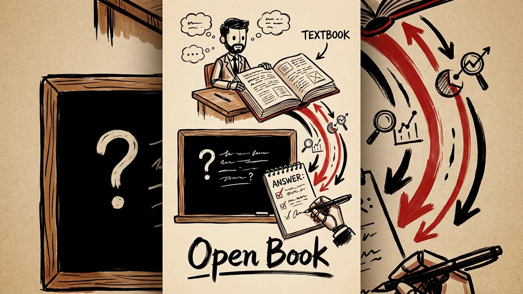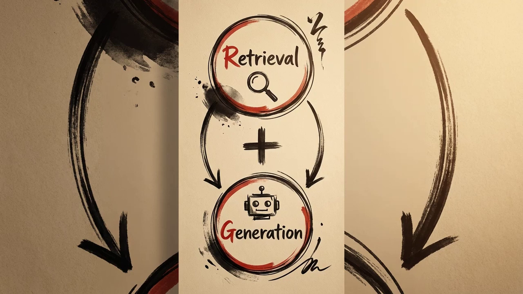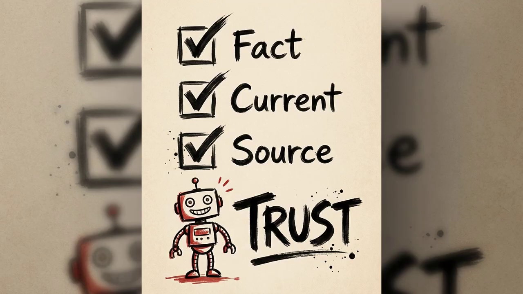Imagine an LLM taking an open book exam. Instead of relying only on what it memorized, it can look up information from a provided textbook to answer questions. RAG combines two powerful ideas: retrieval, finding relevant information, and generation, using an LLM to formulate an answer based on that information. The goal of RAG is to provide answers that are factual, current, specific to your data, and crucially include sources so you can verify them.